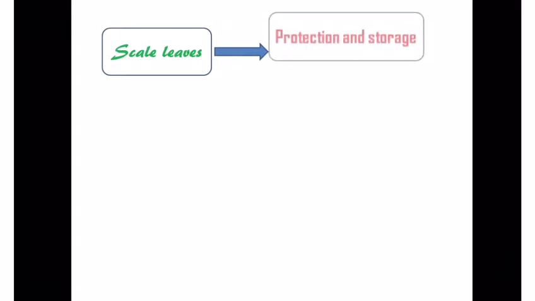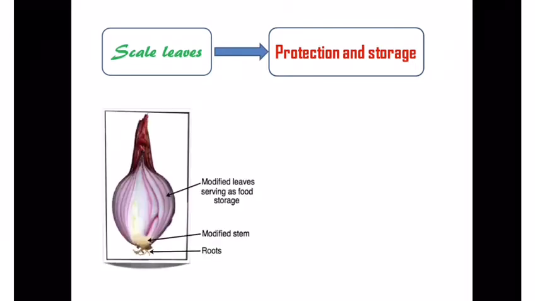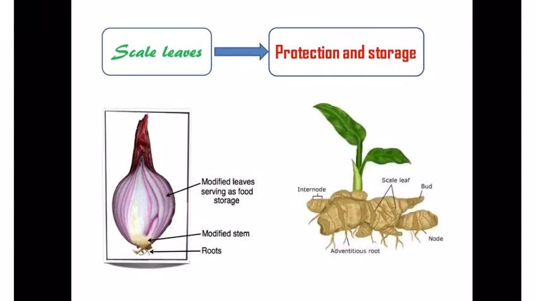The third one is the scale leaves. The function is to give protection and storage. It has the name scale leaf because it is in the shape of a scale. It is thin, and helps in protecting the buds or other inner parts of the plant. Examples are onion and ginger. They also carry out the task of storing food and water. So the food gets stored here. It gives protection for the inner part, and in ginger these scaly leaves give protection to the bud.